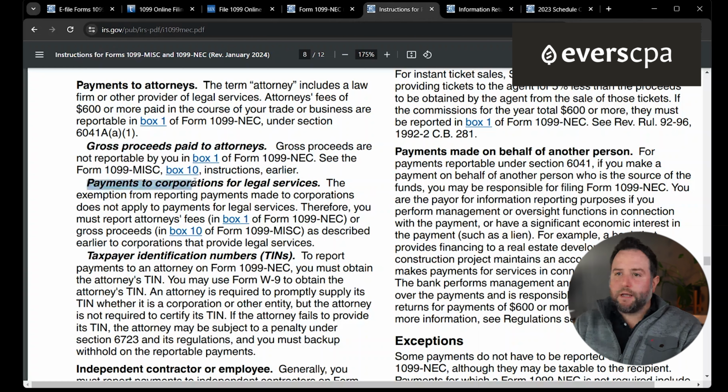But we are talking about payments made to corporations for legal services. The exemption from reporting payments made to corporations does not apply to payments for legal services. Therefore, you must report attorney's fees in Box 1 of Form 1099 NEC, as described earlier, to corporations that provide legal services. So again, if your subcontractors are organized as corporations, filing the Form 1099 NEC is optional. However, there is an exception. If you have paid legal fees to an attorney or a law firm, regardless of whether or not they're a corporation, you're going to want to file the Form 1099 NEC.